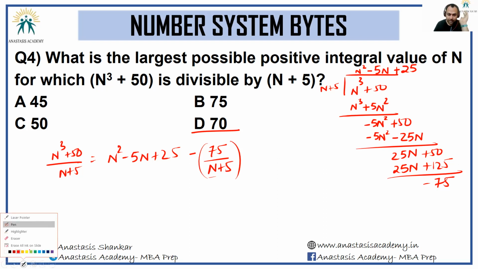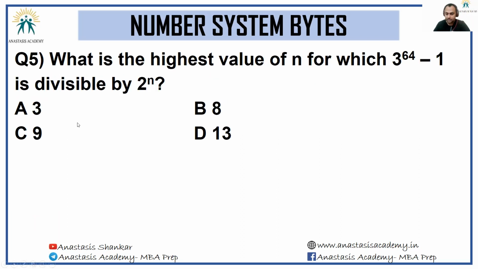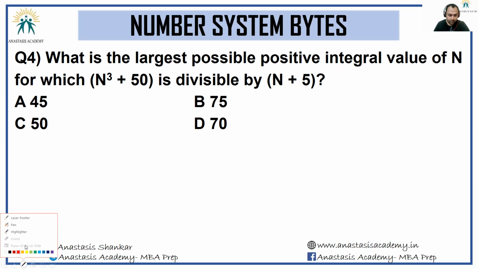A slightly smarter way of doing it, which would not require you to know division of expressions, would be along these lines. Why is my pen not working? Okay, would be along these lines. Simply plug in the values and check. Here you've got 45 cube plus 50 divided by 50. Can you see the unit digit for the expression on the top will be 5? And when you're dividing it by 50, the remainder will definitely not be 0. So this is definitely not the answer. Next question, next option.